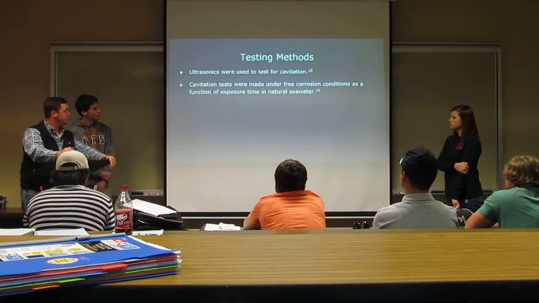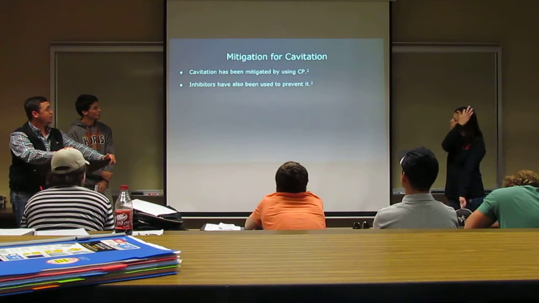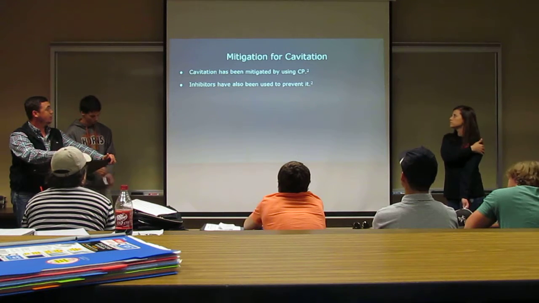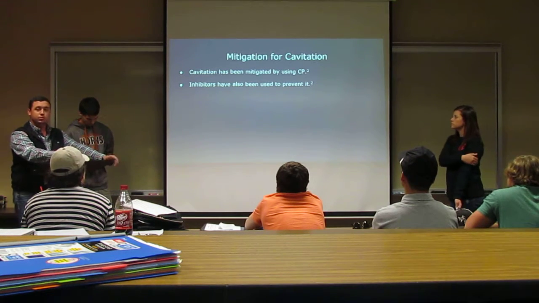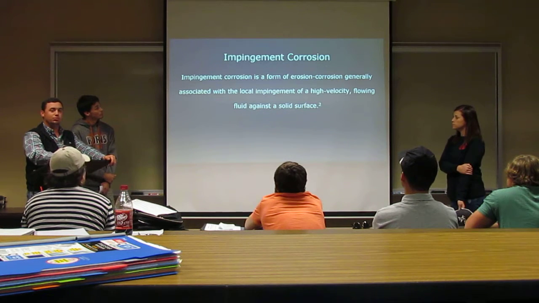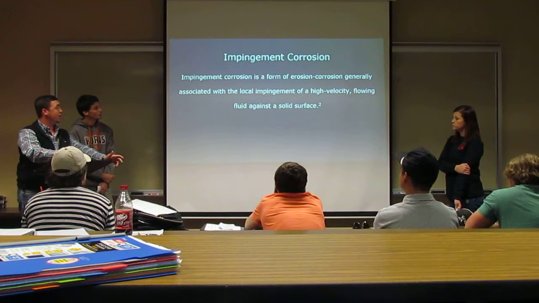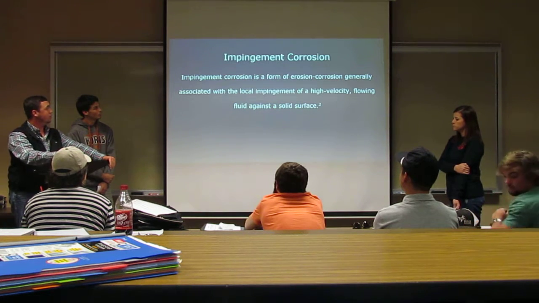So, mitigation for it: cavitation can be mitigated by using CP or inhibitors. I've also used them to prevent it. Impingement corrosion is almost repetitive. Impingement follows cavitation. Wherever you find cavitation, there's going to be impingement to follow.